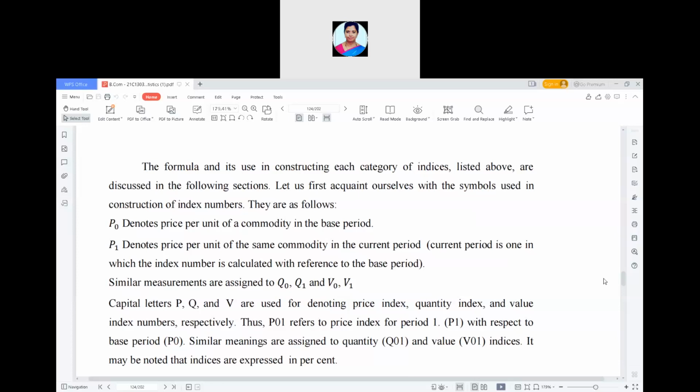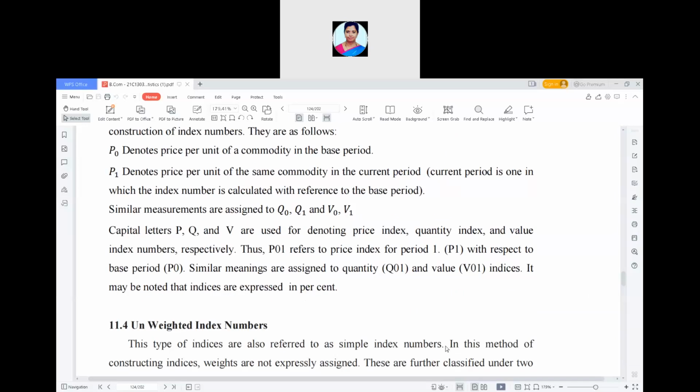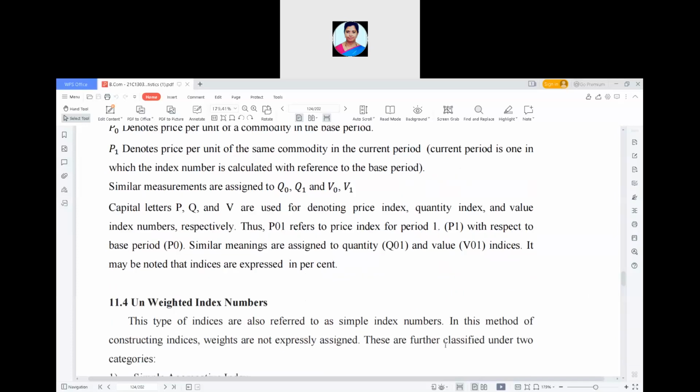Similar meaning is assigned for quantity and for value: Q naught 1 and V naught 1. These are the notations we have for quantity as well as value indices. Here we always represent indices in terms of percentage. When comparing price, quantity index, or value index, all of these are represented as percentages.